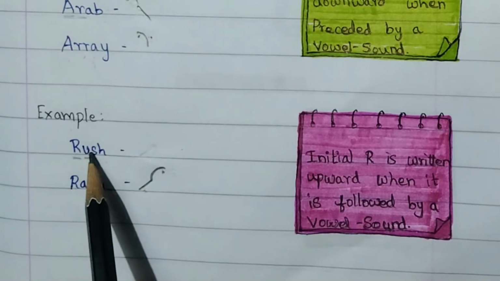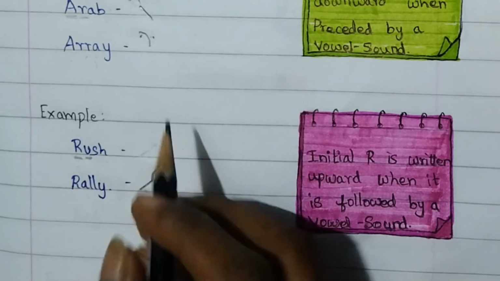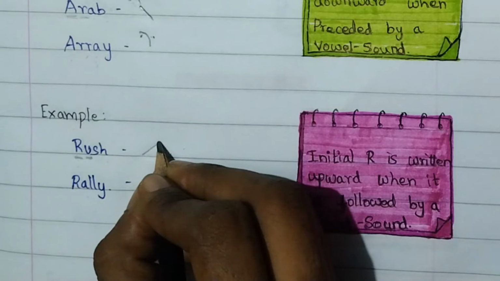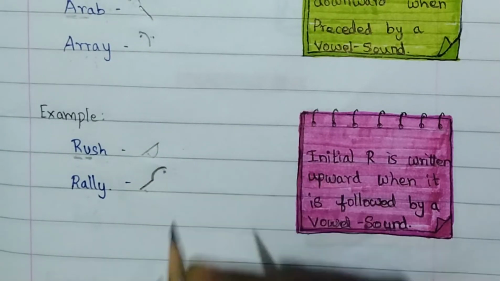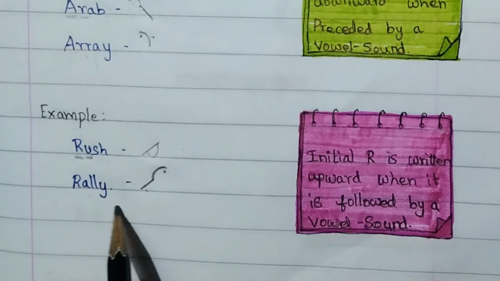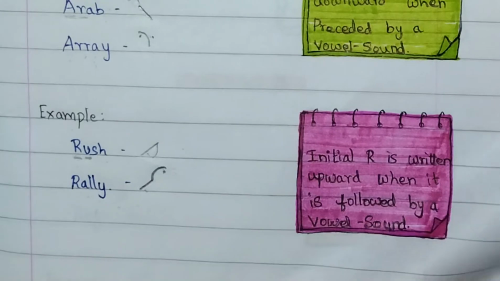Here, the word rush starts with the R sound followed by a vowel sound. So we have to use upward R to write this word. In similar way, we have to write the word rally. Rally. Let's move on to the rules of final R.